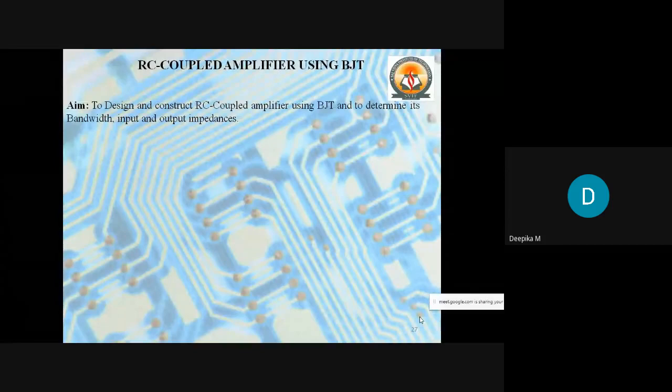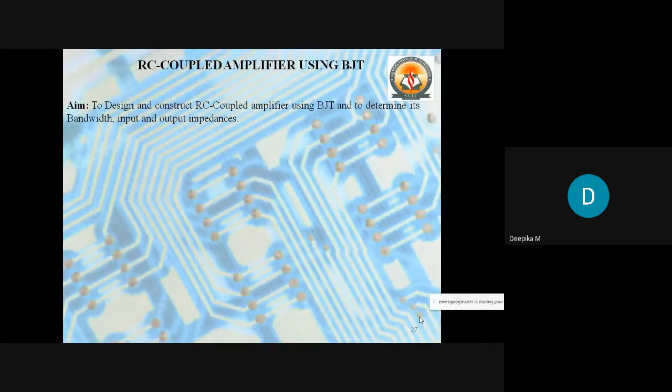So what is actually the RC coupled amplifier? We know that an amplifier is nothing but what? It amplifies the signal, or it strengthens the weaker signal, or it increases the amplitude of the weaker signal. So that is actually the amplifier. This amplifier can be constructed by using BJT and also by using a resistor and capacitor combination. Here I am only explaining about the single stage RC coupled amplifier.